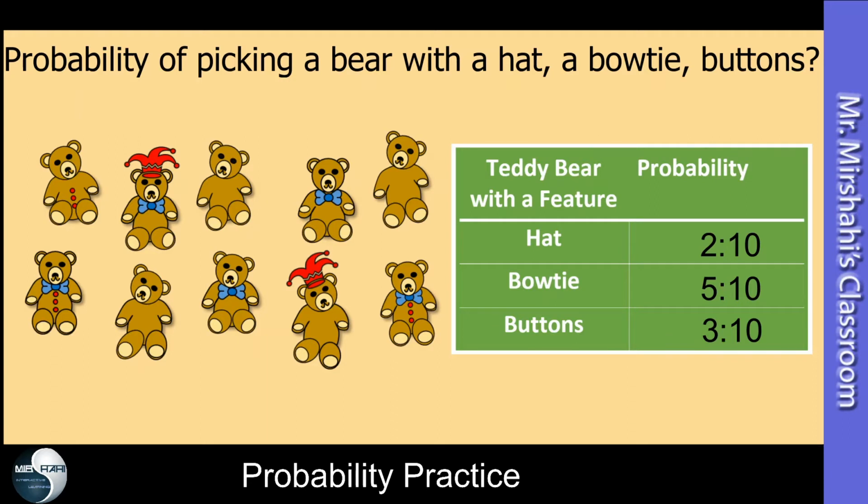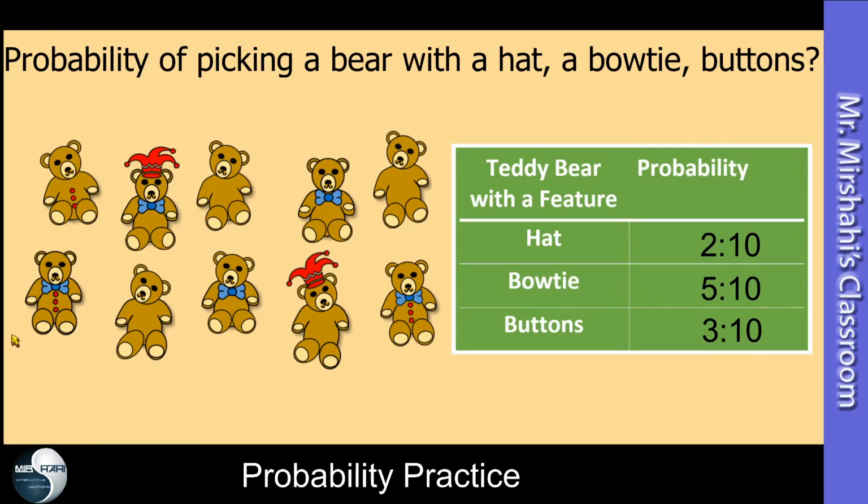Imagine we are putting all these teddy bears in a big bag and we get a good shake and we let one drop out randomly without looking. What is the probability that our teddy bear has a hat? We would say it is 2 in 10. This is called a ratio. 2 teddy bears have hats. There are 10 teddy bears in total.